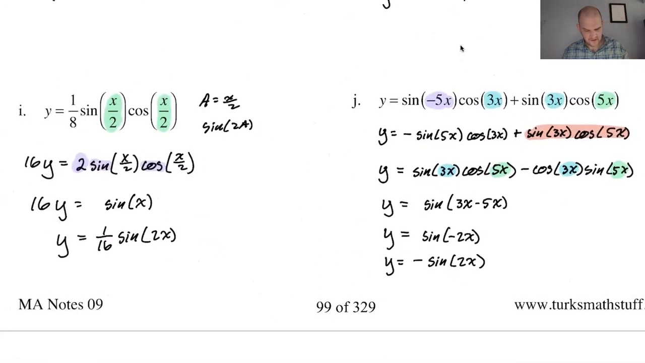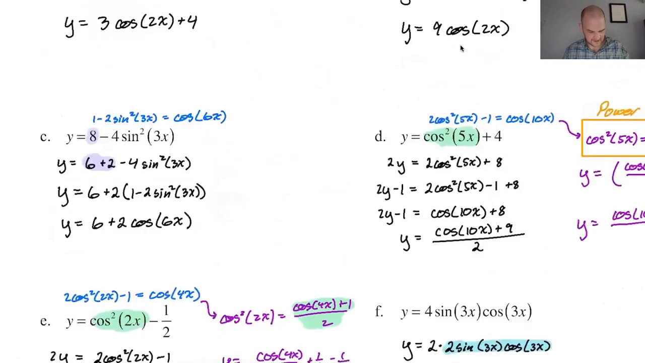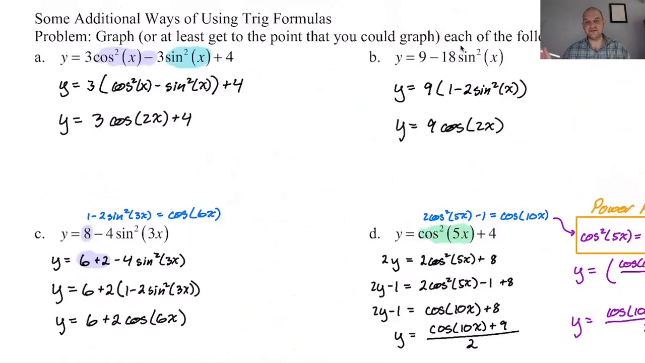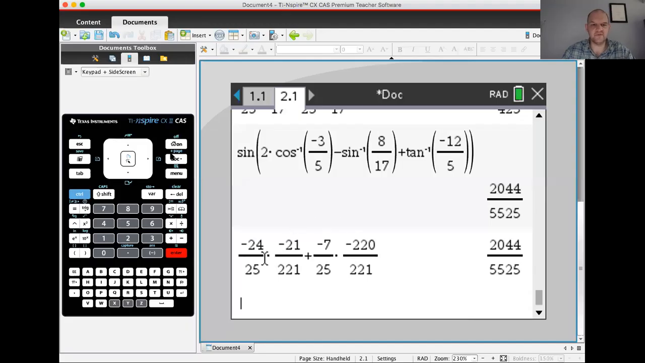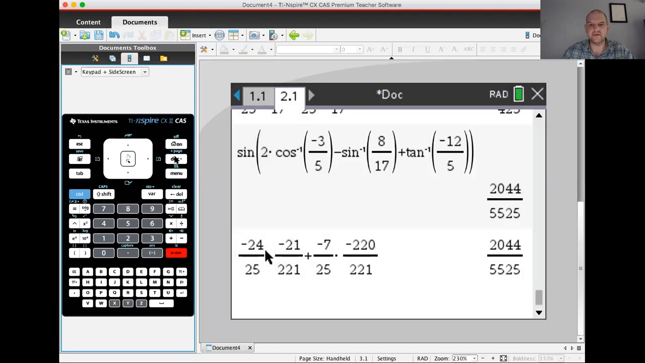So now let's go to the calculator and just see what it can do for us, if anything. On some of these, I think it can. On some of these, I think maybe it can't. We'll find out. I'm going to start a new problem, I think.